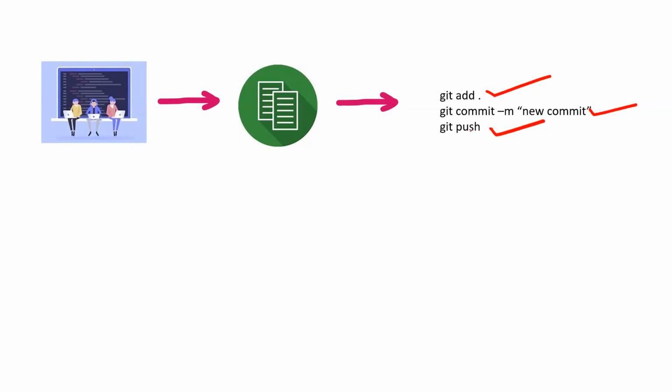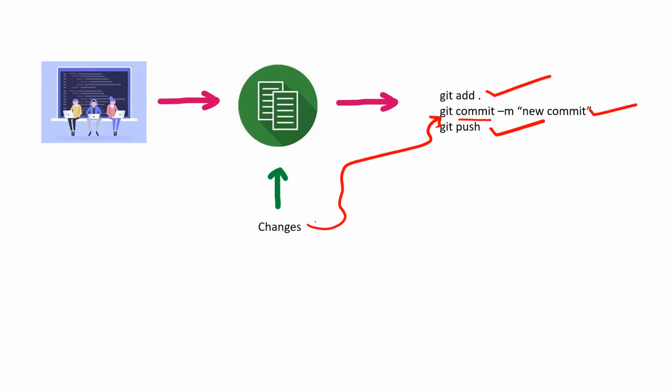Now, he has done the changes. Let's assume he has done the changes. Now again, he has to execute git add, git commit, and git push to push these changes to the remote repository. And if we execute these three commands again, it is going to create a new commit. But his requirement is he doesn't want to create a new commit. Whatever the previous commit that he created, for that commit itself, can we add these changes or not is his question.